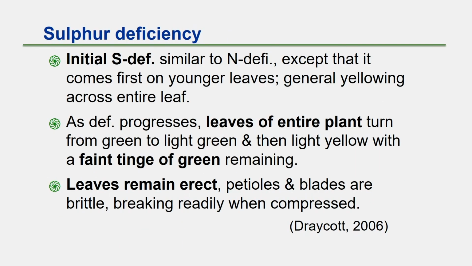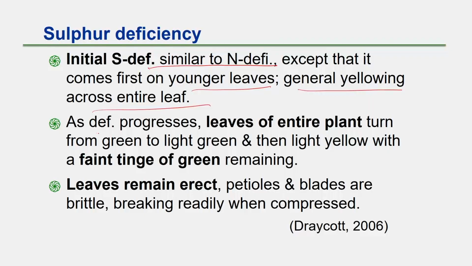Now see what the symptoms of sulfur deficiency are. Initial sulfur deficiency is similar to nitrogen deficiency, except that it comes first on younger leaves, with general yellowing across the entire leaf. The deficiency symptoms of nitrogen and sulfur are quite similar. In both cases uniform chlorosis or yellowing of leaves happens, but the only difference is that nitrogen deficiency symptoms come on older leaves and sulfur deficiency symptoms on younger leaves.